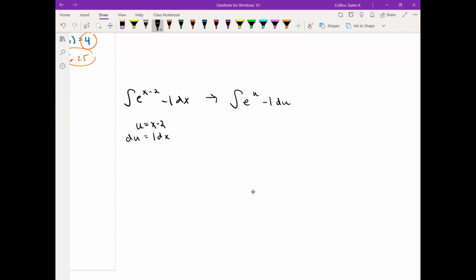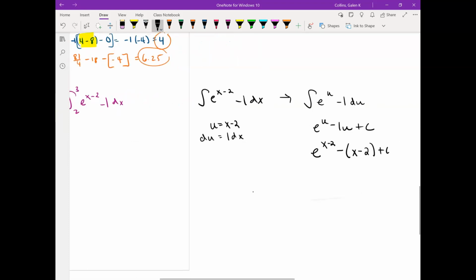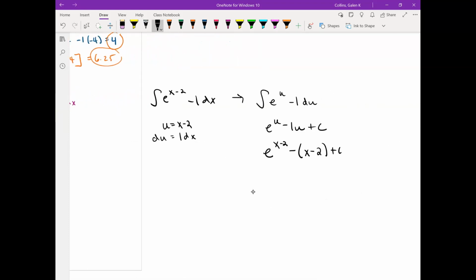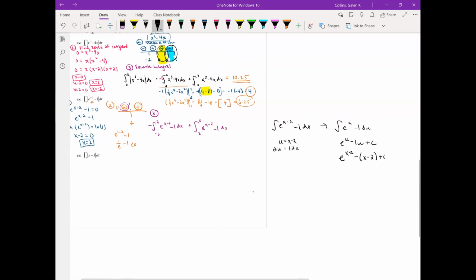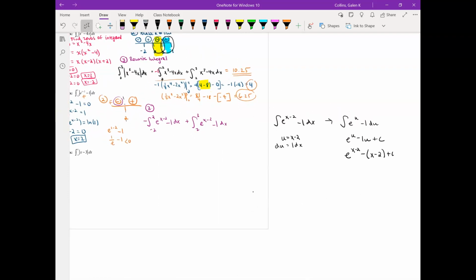And then we could take the antiderivative, which would be e to the u minus 1u, plus c, because I'm doing this without limits. And then lastly, we could resubstitute our x minus 2. So this becomes e to the x minus 2 minus, in parentheses, x minus 2, all of that plus c. Okay, so that is our antiderivative. And we know we don't really need the plus c for the purpose of our integral.